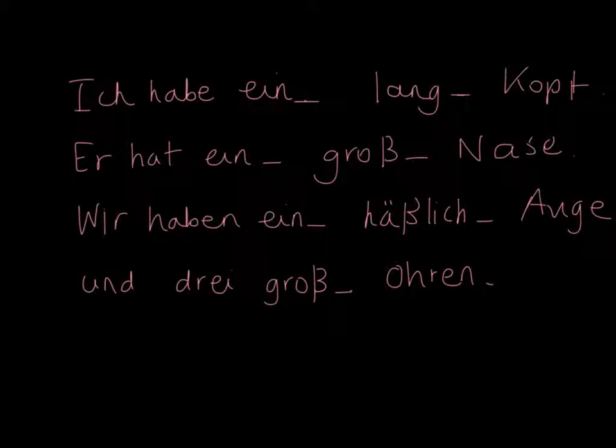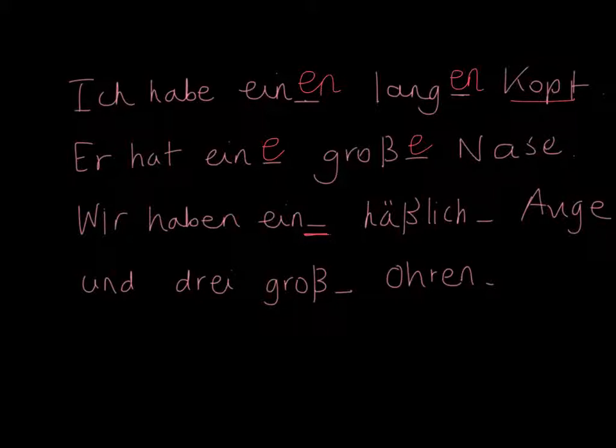So, Kopf is masculine. Therefore, I am going to put an en on my word for a and an en on my adjective because my adjective has moved in front of the word Kopf. For he has a large nose, I'm going to put an e after my ein and an e after gross because the word gross has moved in front of the word nose. We have an ugly eye.